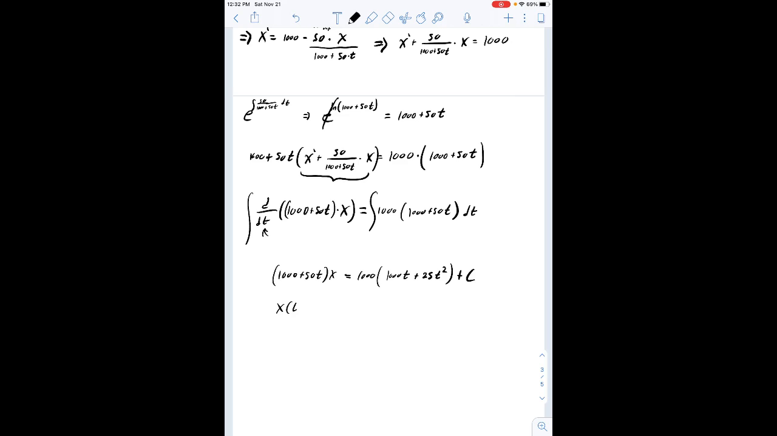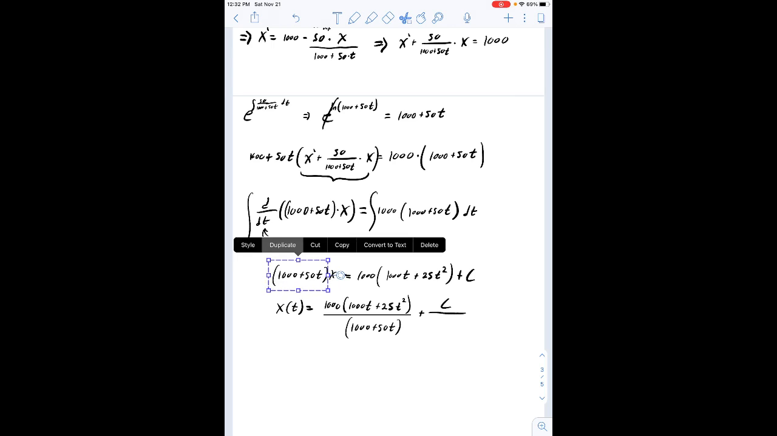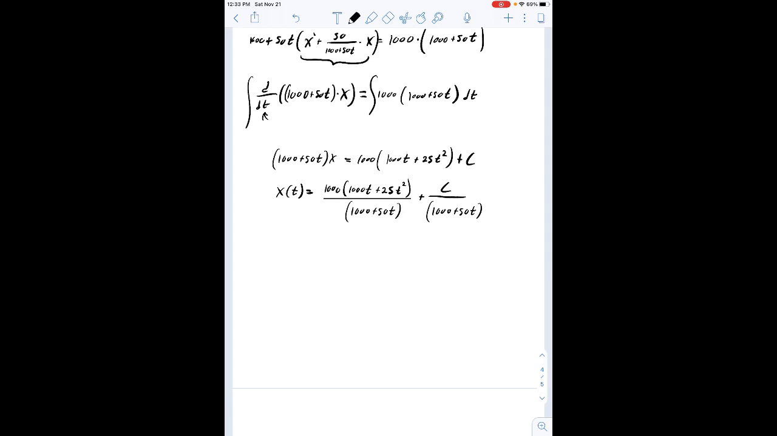So we get x as a function of t is actually equal to 1000t plus 25t squared, all over that right there. And then we still have plus a constant, divided by, again, this right here. Cool. So now this is our general form.